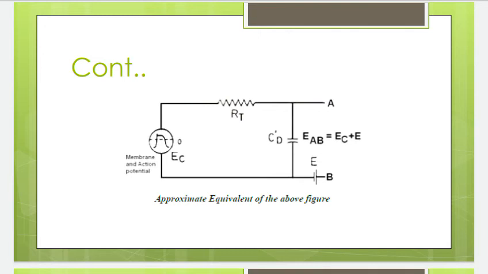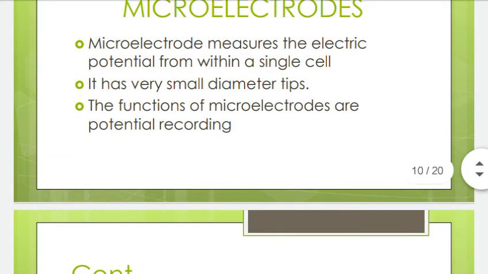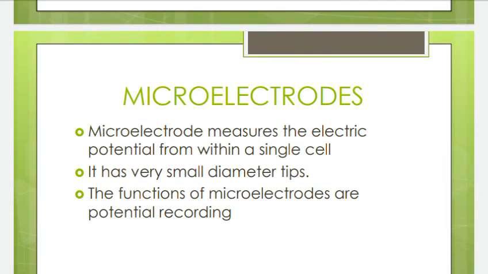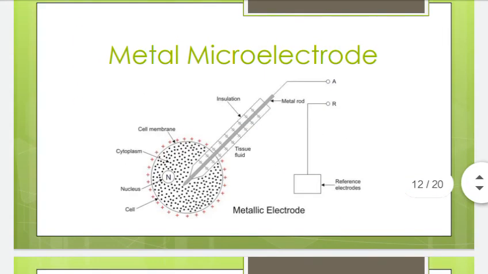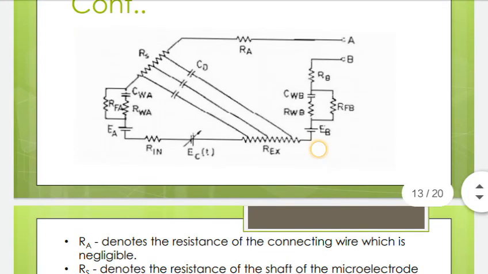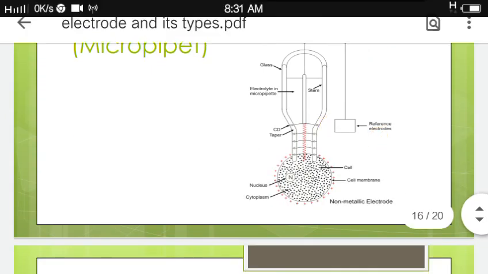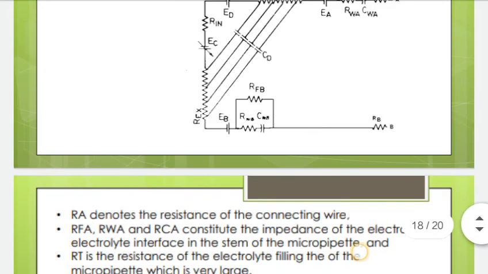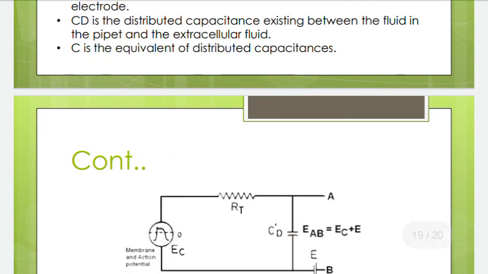So these two questions, what are the two questions? The types of microelectrodes, it is very important. So you just need to study this much. You have to study the diagrams carefully. What about the diagrams? This metal electrode diagram, equivalent circuit, approximate equivalent circuit of the metal electrode and also the non-metallic electrode. This one, and this one.